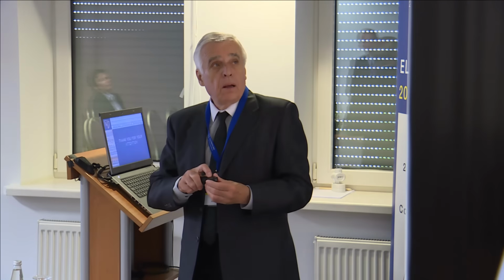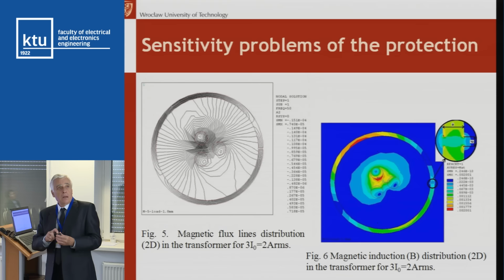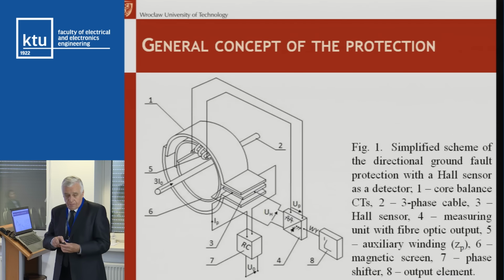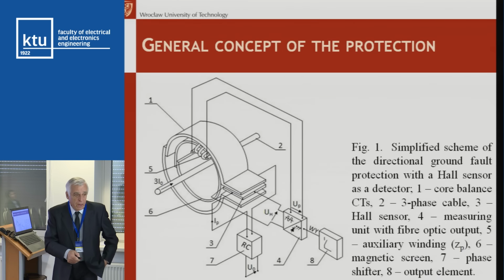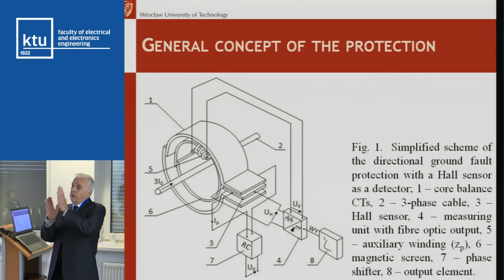This phase shifter was indicated here. Wait a moment. Oh, this is the phase shifter. We have to change the angle, since the sensitivity of Hall sensors is the highest when we have the zero sequence current and the voltage in phase. However, as you well know, it depends on the operation of the neutral point. Yes, yes. Therefore, we have to shift by about 90 degrees.